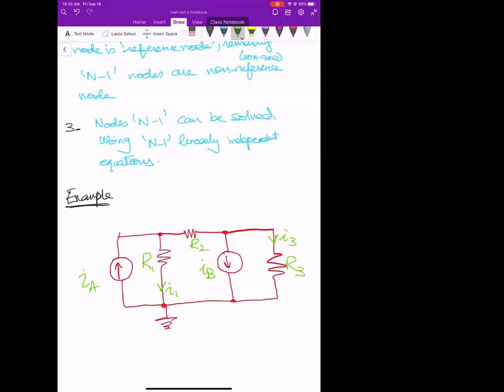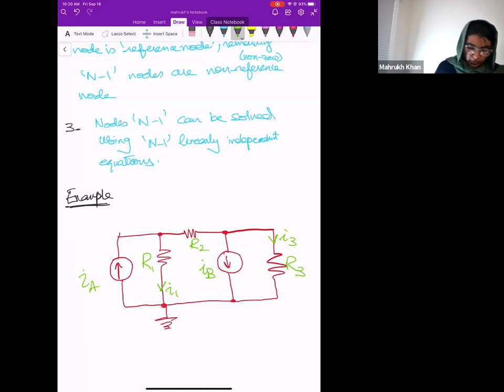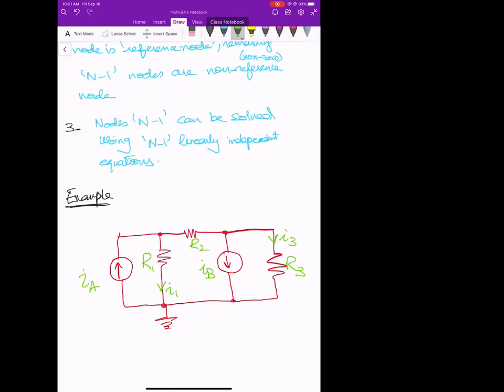Okay, now I need to figure out the nodes, okay? So what do you think? What should I write? Where are my nodes? You should tell me how many nodes there are. N. There's 4 nodes. Yeah. I would say 3. Three, okay, let's try.